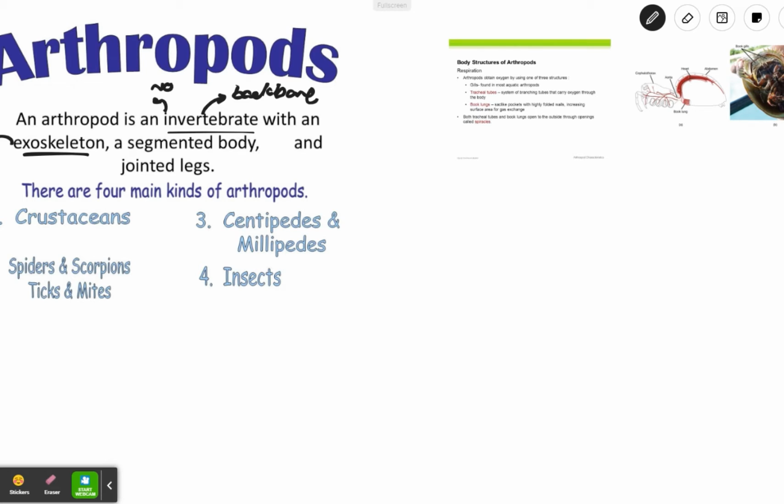And segmented body. Segmented means that their bodies are divided into parts, and those parts are joined together. So, segmented body and jointed legs, I already told you. Now remember that there are 4 main kinds of arthropods, or you could say there are 4 main classes. So far so good?